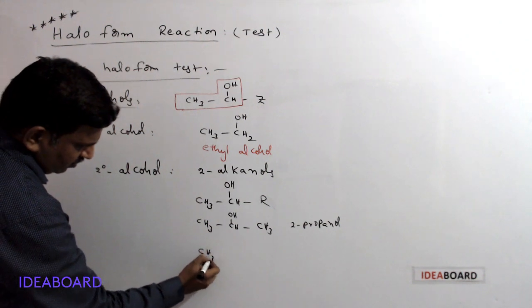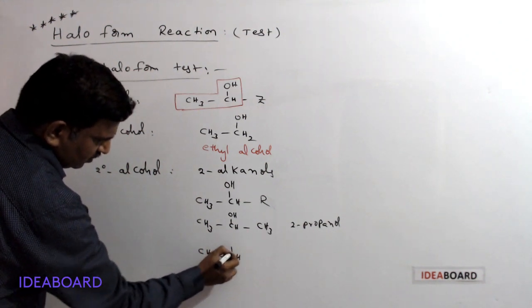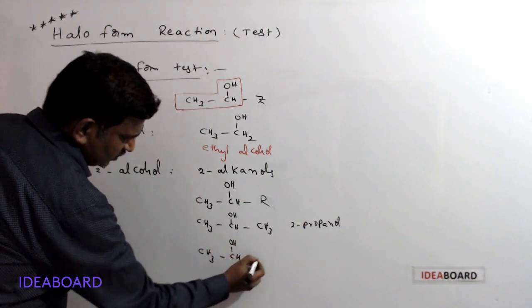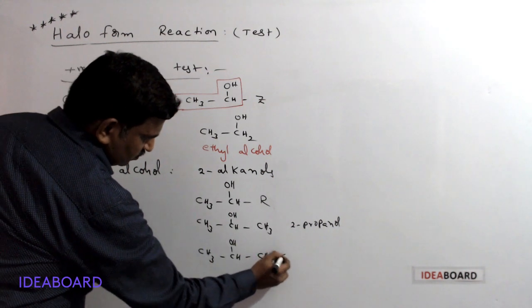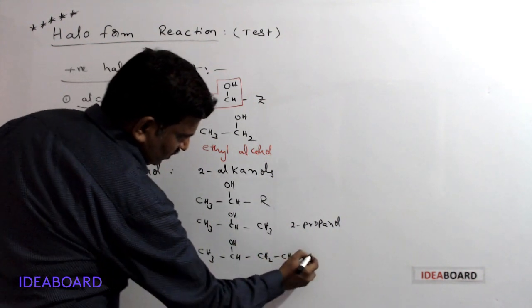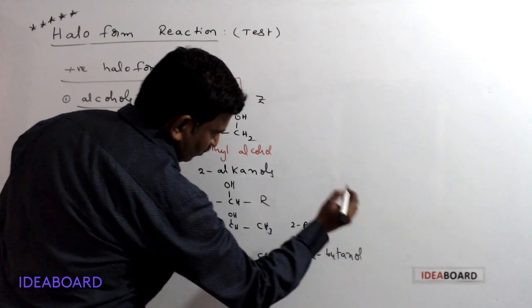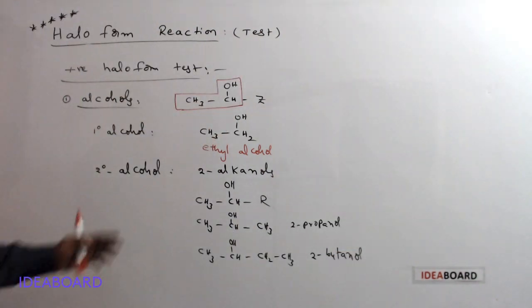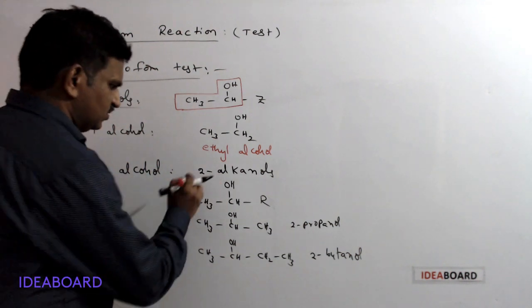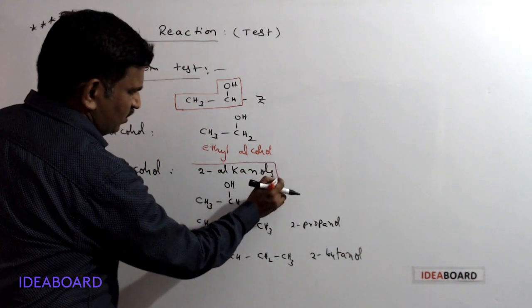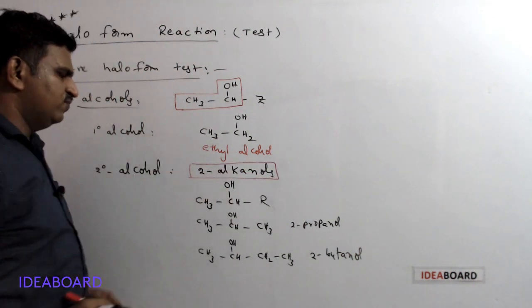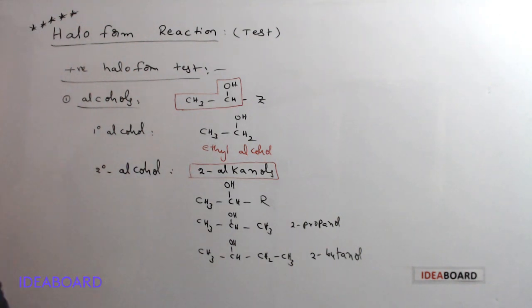And we can write another example, CH3 CHOH CH2 CH3. This is called 2-butanol or butan-2-ol. 2-butanol, 2-propanol, any 2-alkanols. Mainly, 2-alkanols give the haloform test in secondary alcohols.